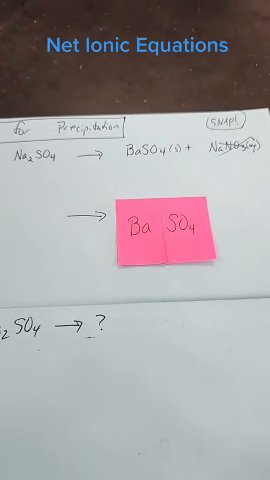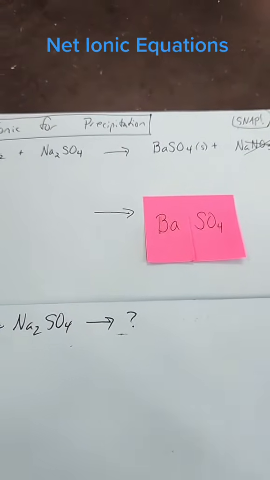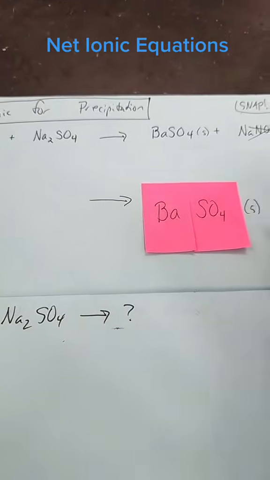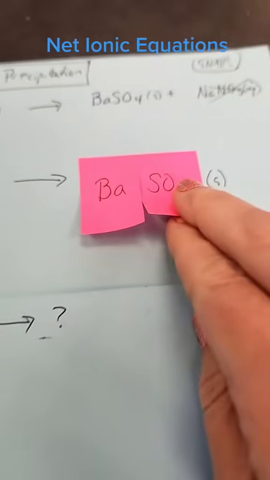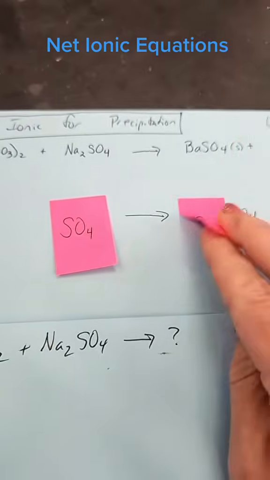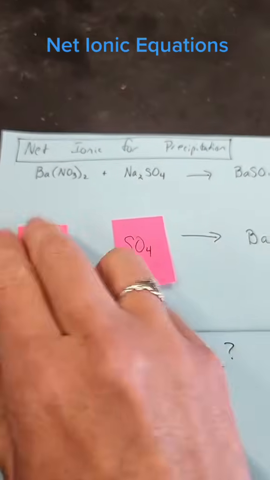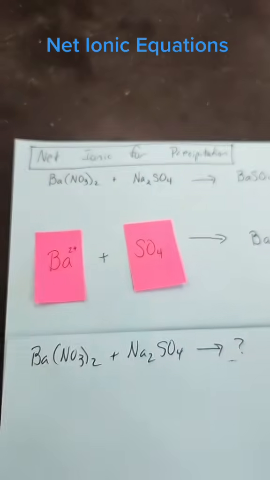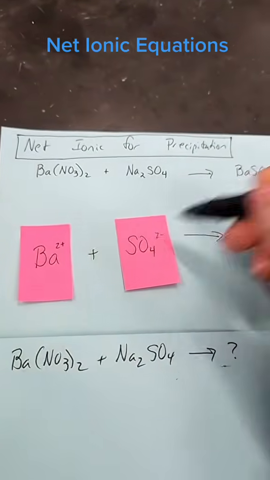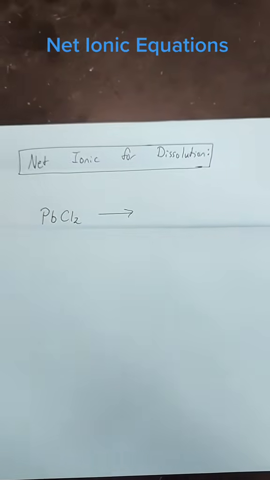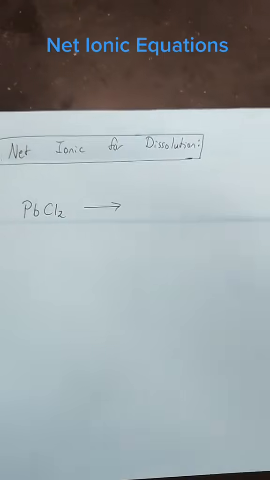So when I'm writing a net ionic for a precipitation reaction, I like to always start by writing the product. And then what you do is you actually work in reverse and bust it up. Okay, so I can literally pull this apart. So then I've got my barium and I've got my sulfate. And then all you have to do is add your charges. So I've got my Ba2+, and I've got my SO4 2-, and that is my net ionic for that precipitation.